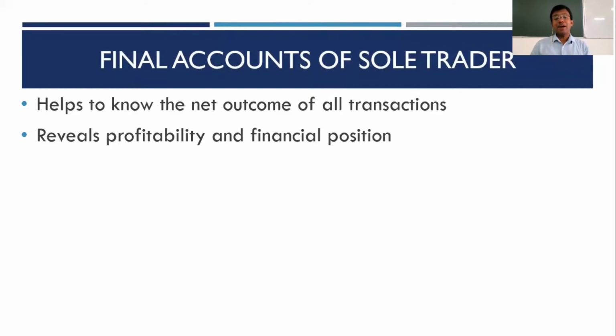So that is what we are trying to understand. And by preparing final accounts, we are trying to evaluate the profitability and the financial position of a firm. So remember, these two aspects are entirely different. When we talk about profitability, we are talking about a comparison in terms of incomes and expenses. When we talk about financial position, we are talking in terms of a comparison between assets and liabilities. So here we are talking about understanding the profit position and the financial position.